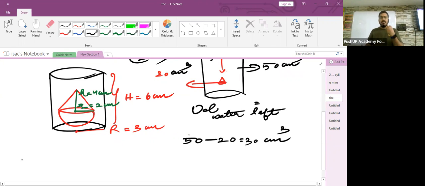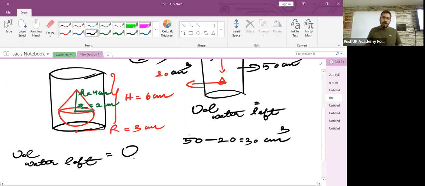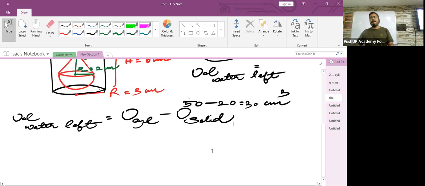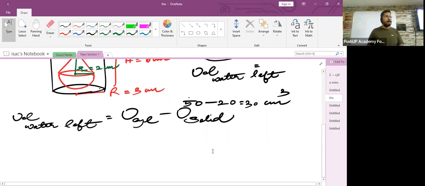They are asking us to find out how much water is left when you dropped that solid into the container. So what you will do? Volume of water left is equal to volume of the cylinder minus the volume of the solid which you dropped into it. As simple as that. Did you understand? All right. So if you don't want to substitute the values of volume of cylinder and volume of solid together, do it individually and then you bring it over here. Okay. Nobody will cut your marks for that.